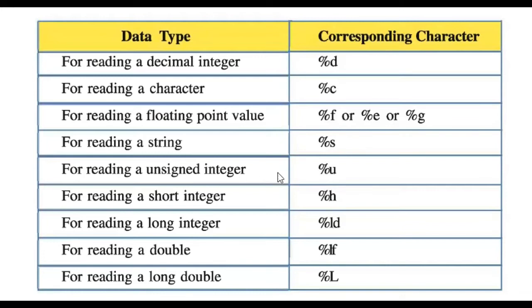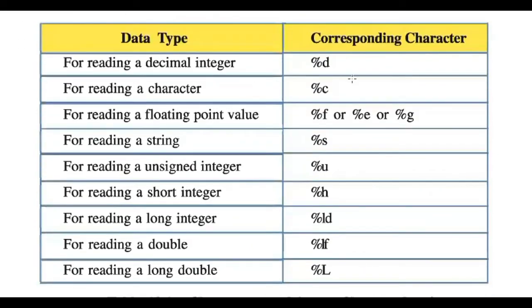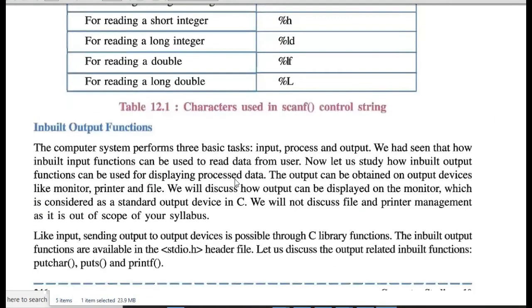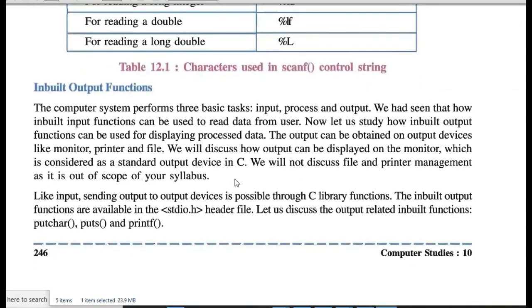Then reading an unsigned integer, %u. Short integer, %h. Long integer, %ld, this is small l. For double, small l and f. And for long double, it is capital L. Okay, so this is the table that shows which character format specification is used for different data types in our program.